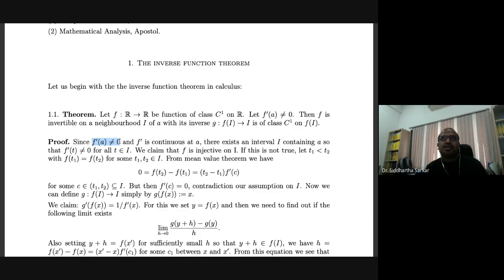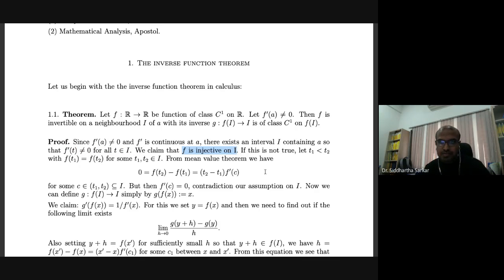If you take, let's say, mod of f prime a to be your epsilon, and just cut it in half, and then try the epsilon delta definition, you will see that the derivative value in this interval is always bigger than mod of f prime a by 2. So automatically it means it's positive if f prime is positive; if f prime is negative, you take the other inequality of the epsilon delta definition. Okay, so it stays non-zero in this interval. So I want to show that the function is injective on this interval.